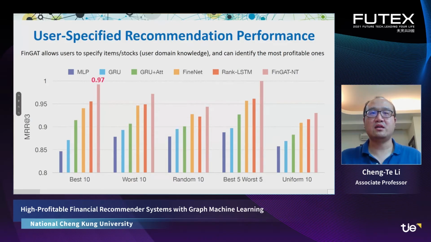In addition, our model allows users to specify their interest stocks. We consider five different scenarios for a user to specify their interest stocks, and based on their interest stocks, we further recommend the most profitable ones among the candidates. Based on the results, our FinGAT model can further outperform all of the state-of-the-art models. We can even obtain nearly 100% accuracy.